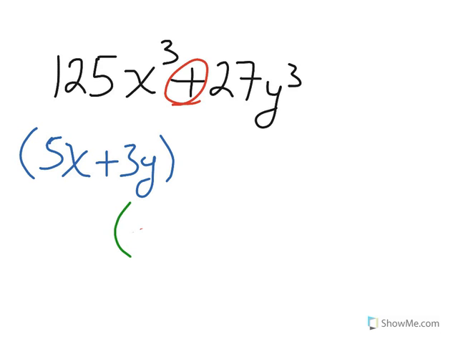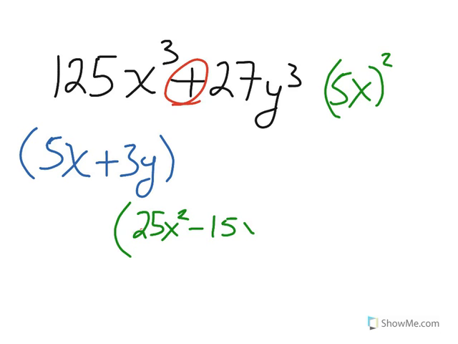The next part, guys, if I take 5x and I square it, I have to square it this way. So 5x times 5x gives me 25x squared. I'm just going to multiply them together. The rule tells me if it's a plus sign, it's going to change to a minus sign. So that's going to give me 15xy plus 9y squared. And that is my answer.